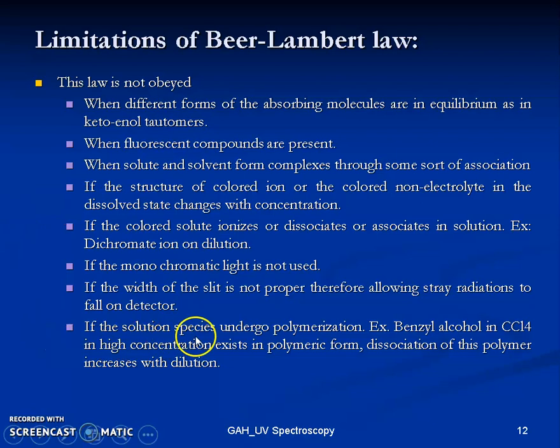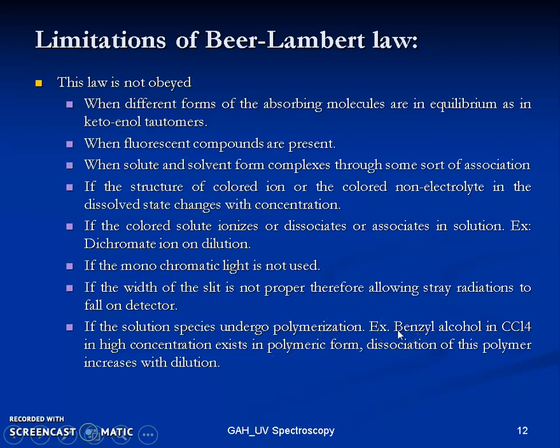One more is, if the solution species undergo polymerization, it is a sort of one chemical entity getting along with another chemical entity, forming bonds in a polymerization process. Then that whole polymerized compound does not behave as an individual compound. Rather, it behaves as one particular moiety which has many individual units. So small individual units come along and polymerize themselves to form something very big. If that is happening, then the Beer-Lambert law cannot be applied in that process.